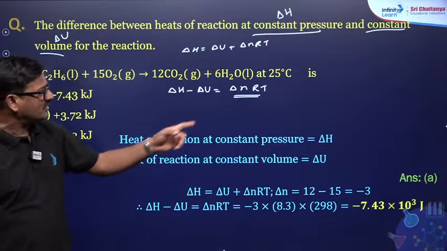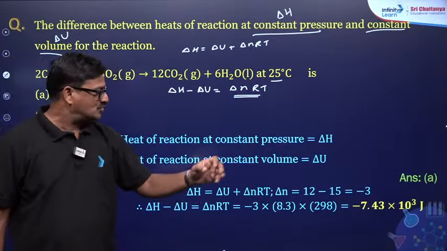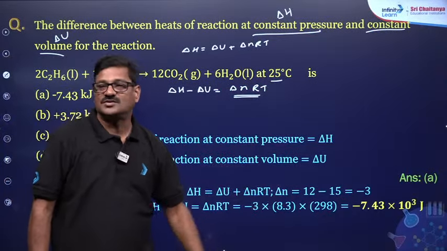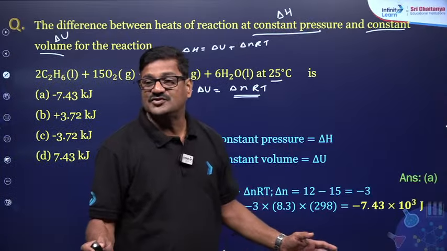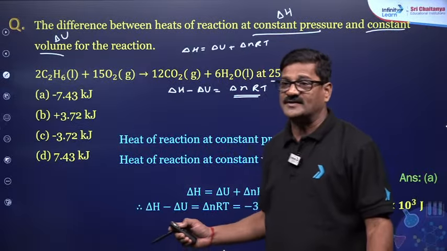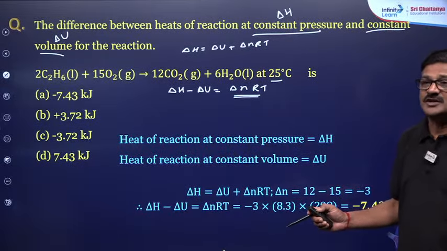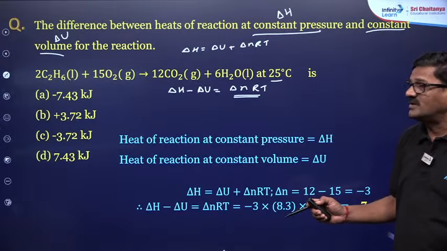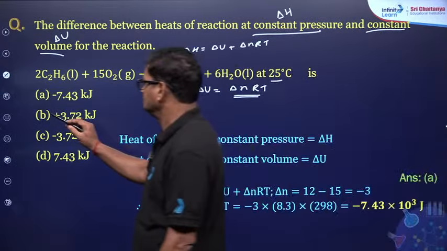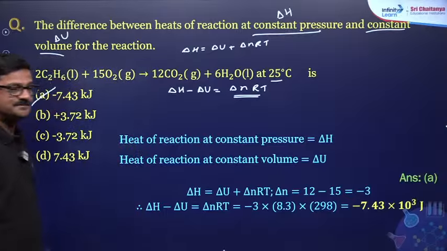Into temperature, 25 degrees centigrade is given, so 298 Kelvin, so that you are going to get minus 7.43 into 10 cube joules, so it is going to be minus 7.43 kilojoules. So the answer for this is going to be answer A.